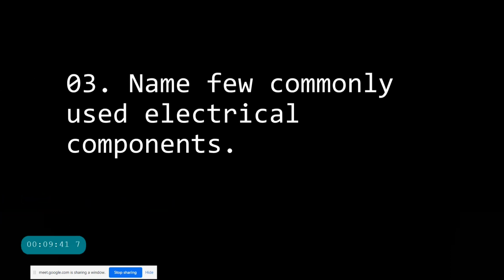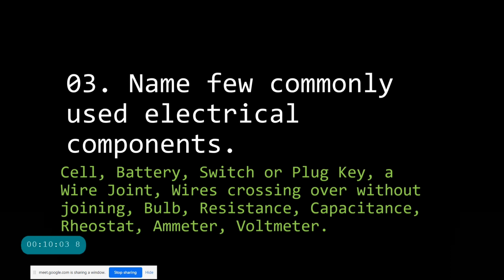My third question is, name a few commonly used electrical components. Whatever we studied, name any few, and if it's possible, name all the components I just showed you. Cell, battery, bulb, ammeter, plug. Yes. Cell, battery, switch or plug key, a wire joint, wires crossing over without joining, bulb, rheostat, resistance, capacitance, voltmeter and ammeter. Yes, these are a few commonly used electrical components.